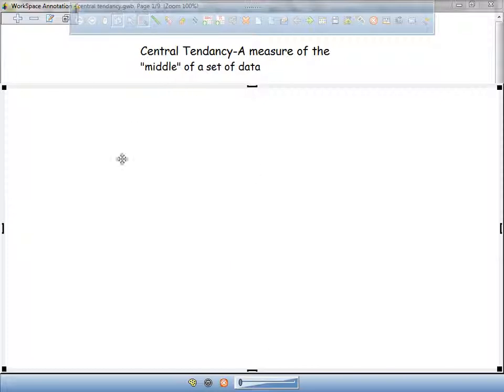We have central tendency. I looked for a unit in your book, but it's kind of in the appendix, so we're just going to use the new book that we're using next year in this school. Central tendency is a measure of the middle of a set of data. Why might you want to know the middle of a set of data?